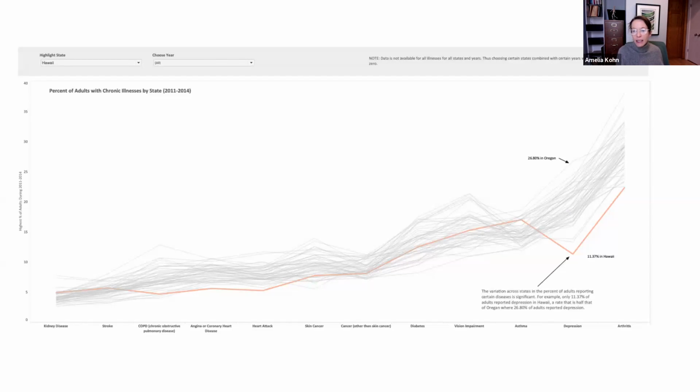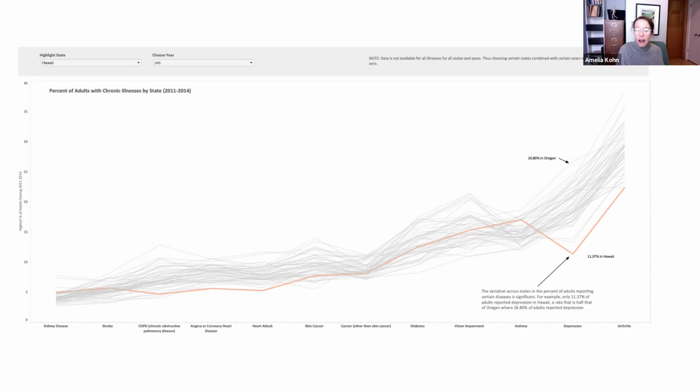Here is some CDC data on chronic illness, which shows an example of highlighting what's important. This type of chart is called a parallel coordinates graph. It shows the level or amount of something across several dimensions. I don't know if you can see, but there are different kinds of diseases along the x-axis here. What we're looking at is the percentage of adults with chronic illnesses across states in the United States. Each line represents a different state.